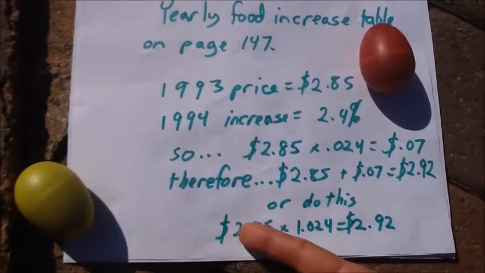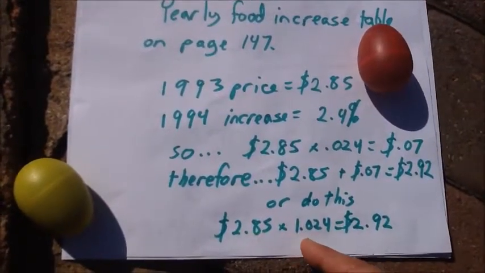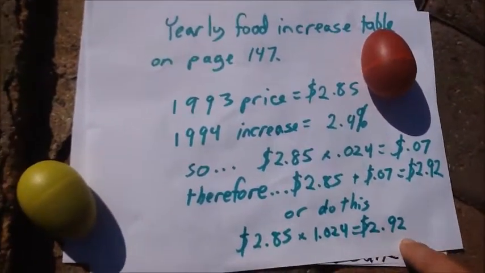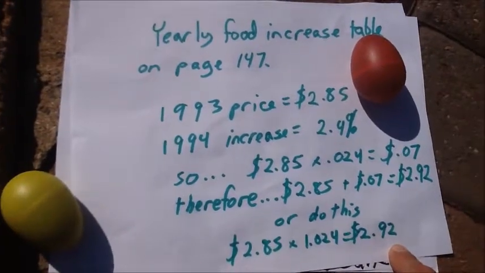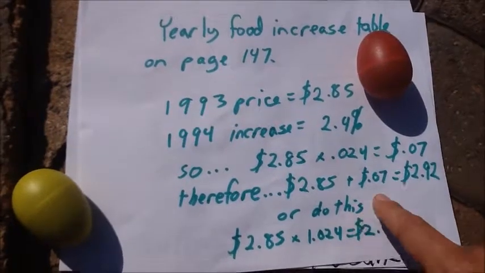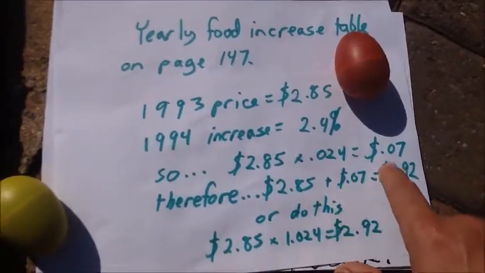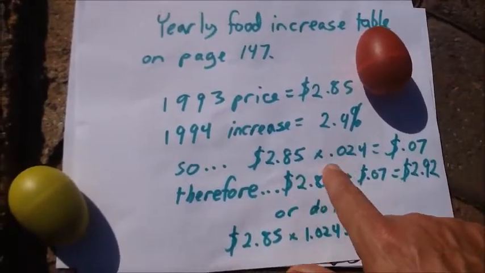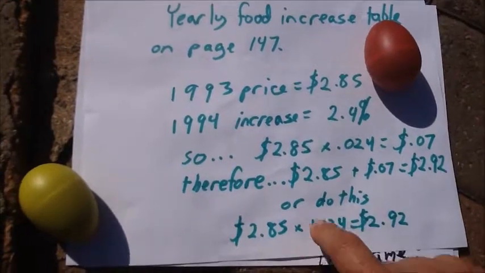Or, as we mentioned, we can just take the price, multiply by 1.024, and that way we can see just straight off what that price is without having to do the addition. But if we're interested in what the difference is, that 7 cents, well, then we know how to do it. Just leave the 1 off the beginning of that number.